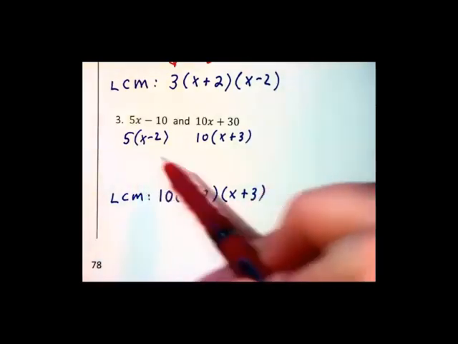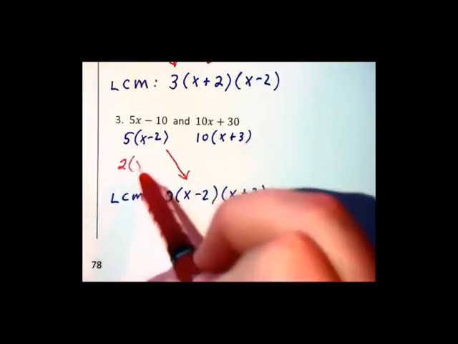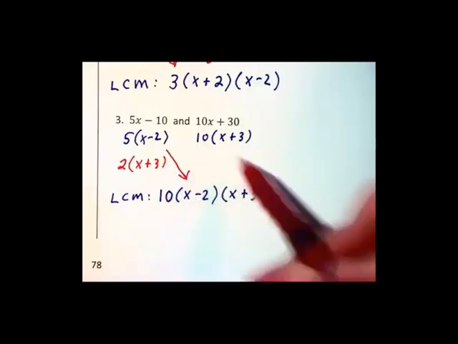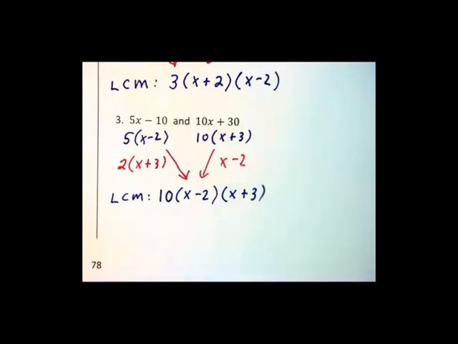The first expression in going to this least common multiple got multiplied by both 2 and x plus 3. The second expression, the 10 was already there, the x plus 3 was already there. It got multiplied by only x minus 2 to get to that least common multiple.